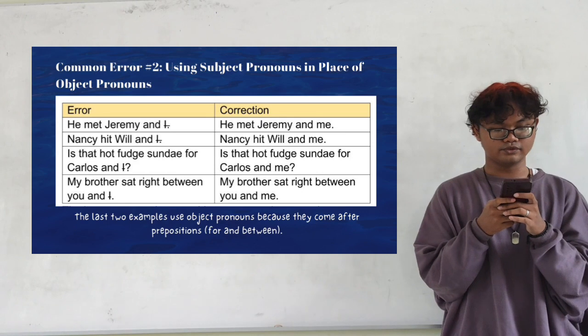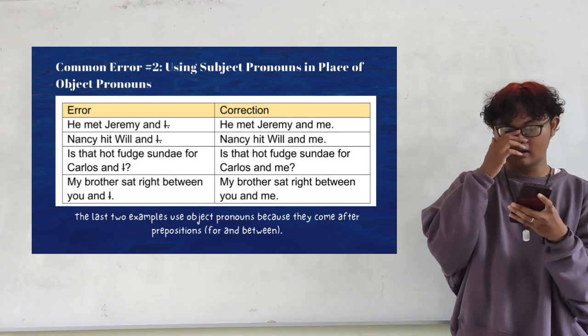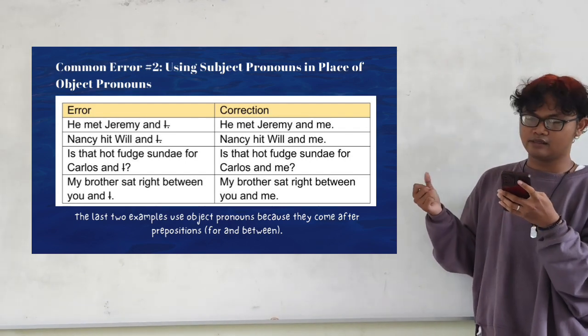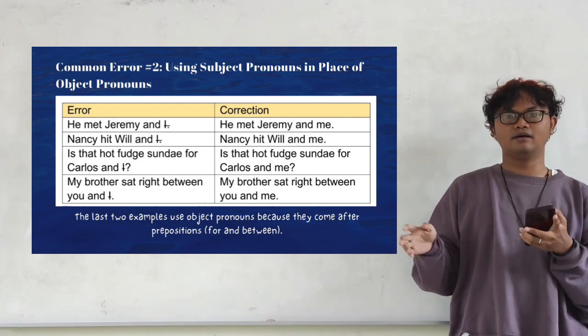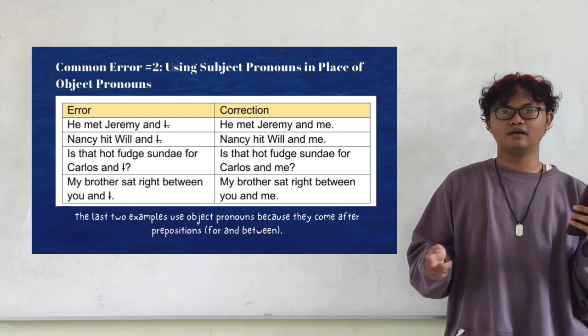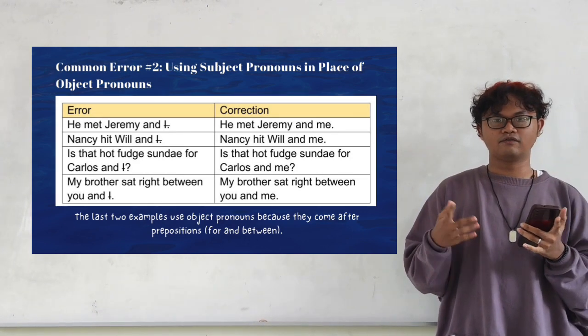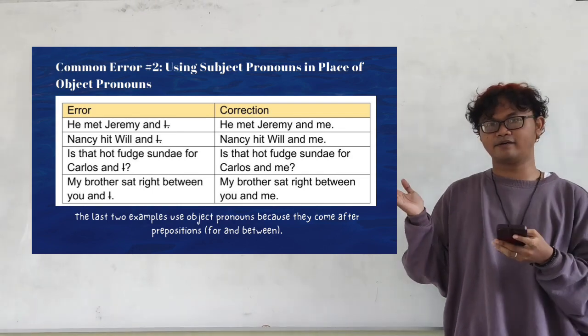Common error number two, using subject pronouns in place of object pronouns. The error is he met Jeremy and I. The correction is he met Jeremy and me. Why does I become me? Because I is a subject pronoun and it is in the object position of the sentence, and me is the object pronoun.